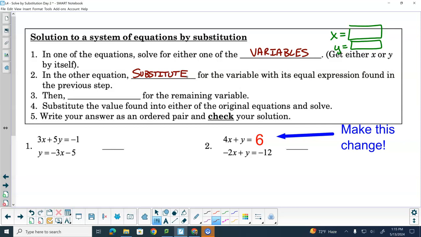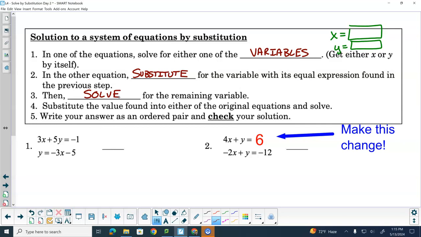Now we've got one equation with one variable. What do we need to do with that equation? We need to solve it for that one variable. Then in step 4, we're going to plug that back into one of our original equations. Again, we're going to be smart because it doesn't matter which one. And we're going to get what the other variable is worth, or what the value of the other variable is. Then we're going to write our answer.